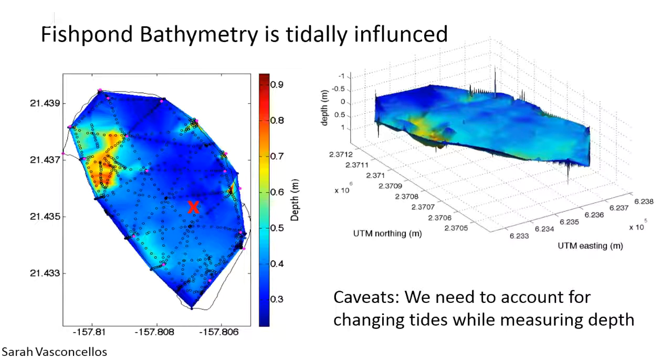And we wanted to calculate, and here on the right you can see just a 3D plot of the fishpond bathymetry. So in general you can see it's really, really shallow, less than half a meter in most places. And then in the northwest of the pond there's a little bit of a deeper area. And so we normalized our bathymetry data to 4 different tidal stages.